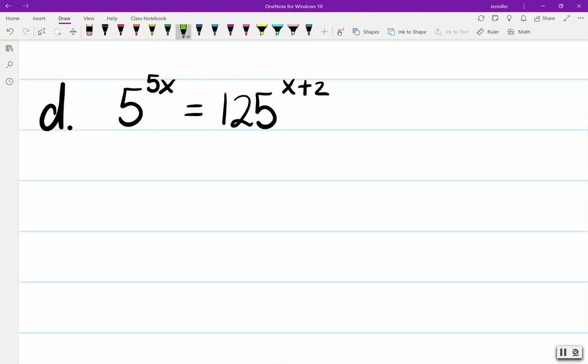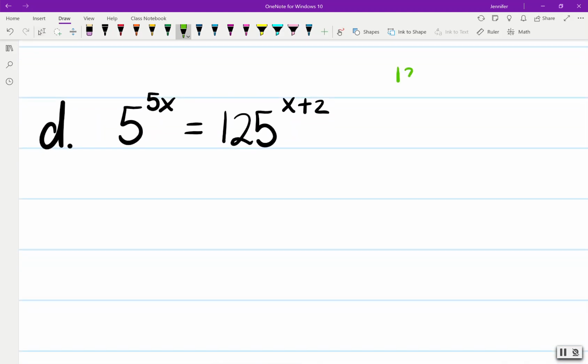Are the bases the same? Give me a head nod, yes or no. Are the bases the same? No, but could I rewrite 125 in terms of 5? If I'm not sure, I could grab a calculator and start multiplying 5. I know 5 times 5 is 25, times 5 is 125, so that was 3 5s. So I know that 125 is 5 cubed, and I'm going to plug that in. So I have 5 to the power of 5x is equal to 5 cubed to the power of x plus 2.